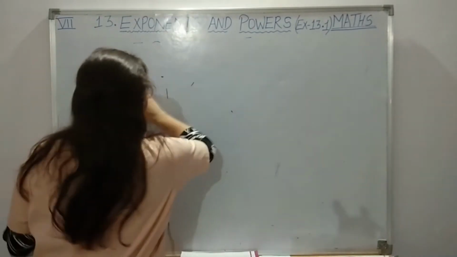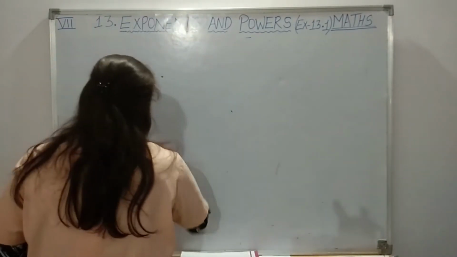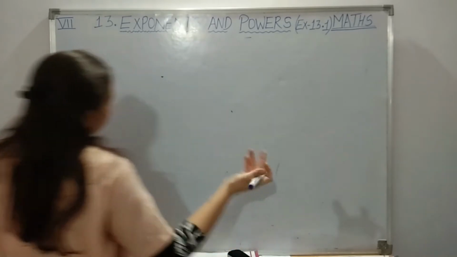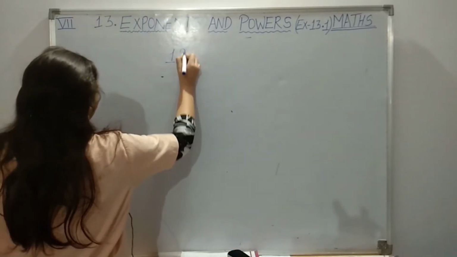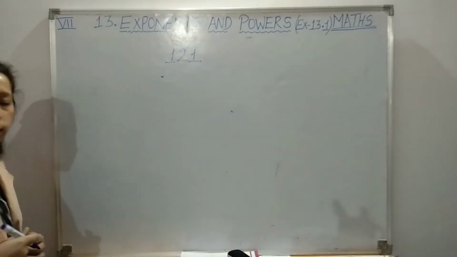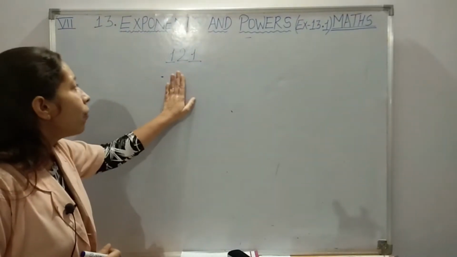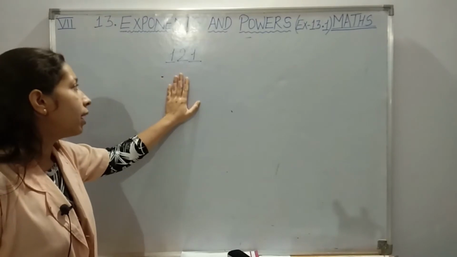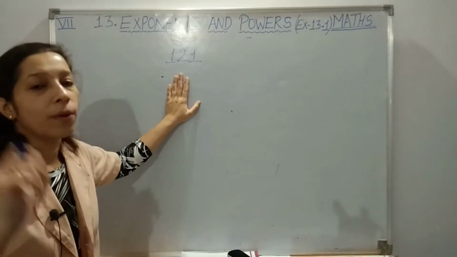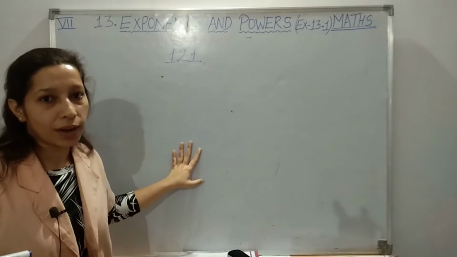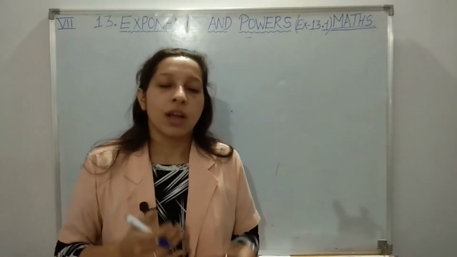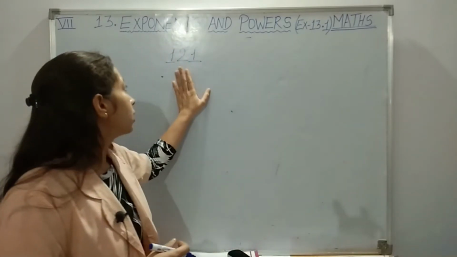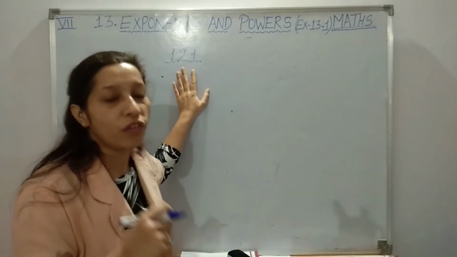Now one more thing, students. Suppose let us take any number, 121. I have written 121. I want this number to be written as a product of prime factors. You understand prime factors, right? When we take out LCM, we take only prime factors. So here again I want this 121 as the product of prime factors.